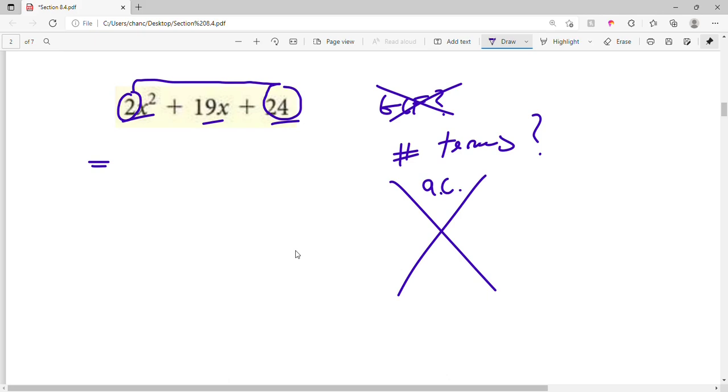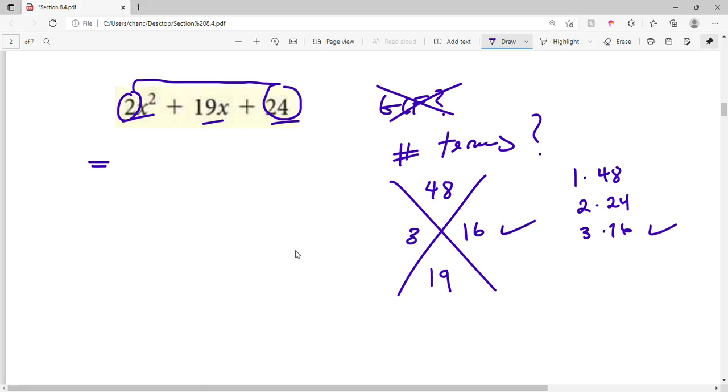2 times 24, that's going to be the number on the top. 2 times 24 is 48, and the number on the bottom is 19. We'll have to find 2 numbers that multiply to get 48, but add up to get 19. So I'll make a list. 1 times 48, that doesn't work. 2 times 24 doesn't work. Let's try 3 times 16. That one looks like it works. 3 and 16 are our 2 numbers.